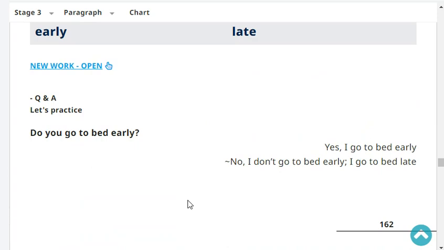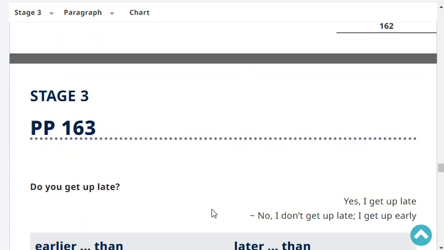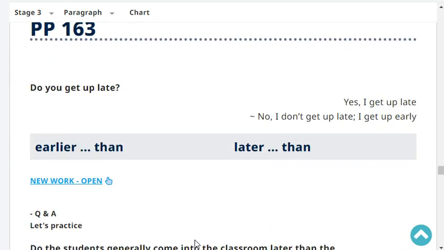Do you go to bed early? Yes or no? No, I don't go to bed early. One more. No, I don't go to bed early. Very good. Do you get up late?